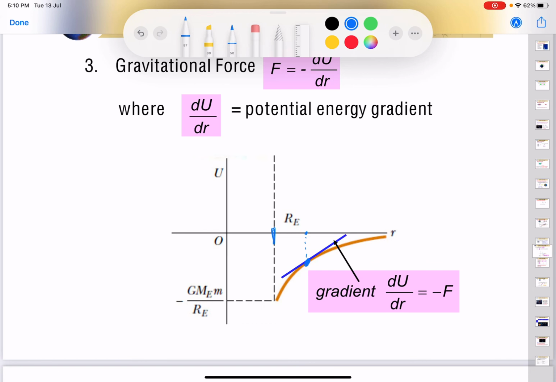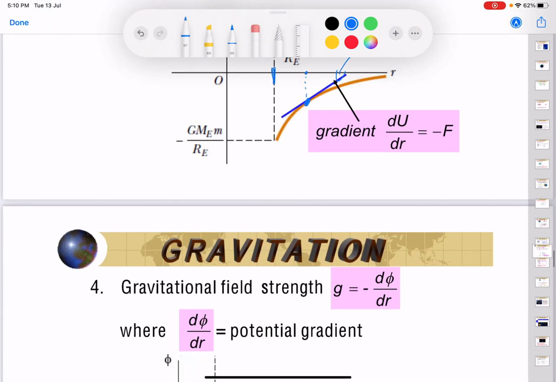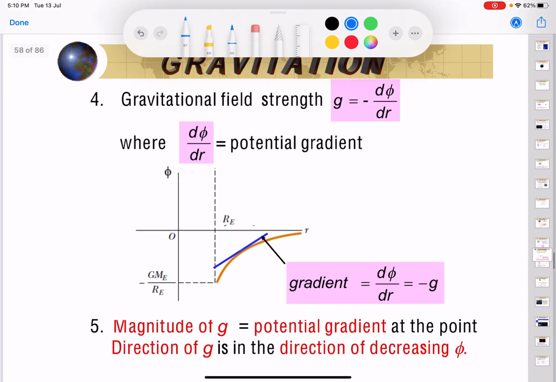So dU/dr is positive, right? As can be seen from this blue line, it's a positive gradient, but the direction of the force is in the negative. It's negative dU/dr, so it's actually in the direction of the negative r, right? So that's the direction of the force. Okay. You can also do the same kind of analysis for the phi-r graph.